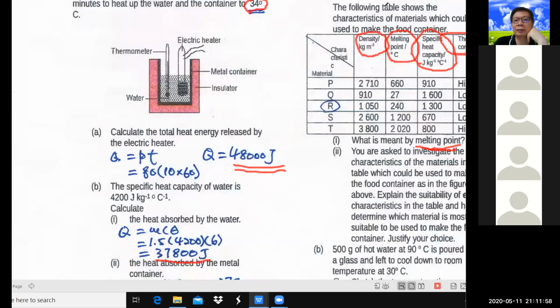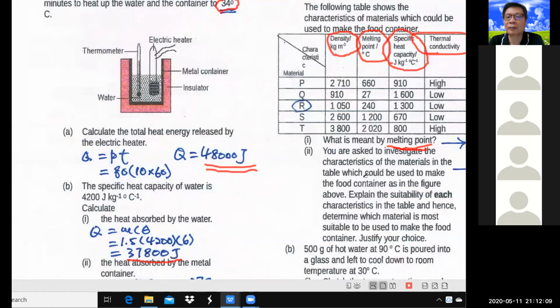Look at the question. You are asked to investigate the characteristics of the material that could be used to make the food container. Explain the suitability for each characteristic. And finally, justify your answer. Justify your answer means you have to choose one. This part is a 10-mark question.